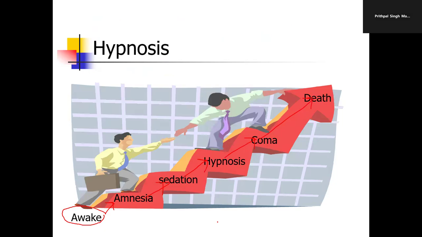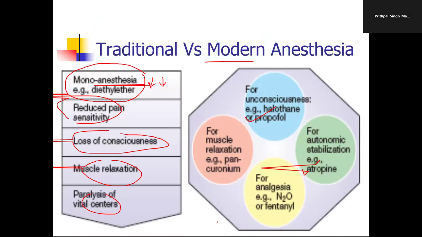There's a thin line of demarcation which starts with amnesia, goes to sedation, hypnosis, coma, and finally leads to death. So the traditional anesthetics that we were talking about were given in high doses so that they reduced pain sensitivity and caused loss of consciousness leading to muscle relaxation, and there was paralysis of vital centers. Now we use modern anesthetic agents where each agent has a specific purpose, and this leads to a lower dose of a particular drug.